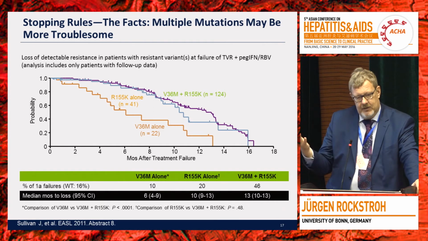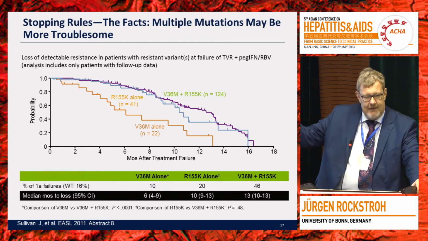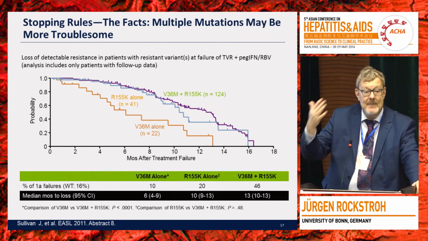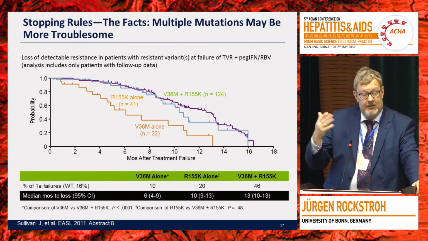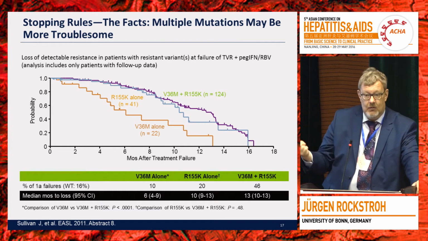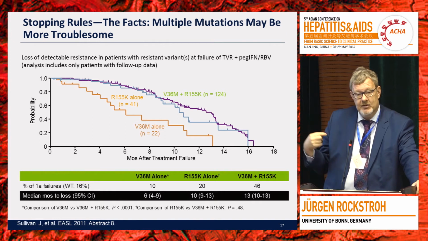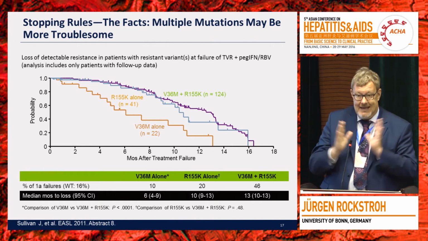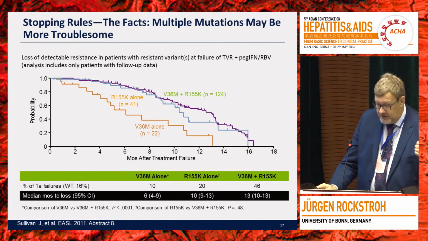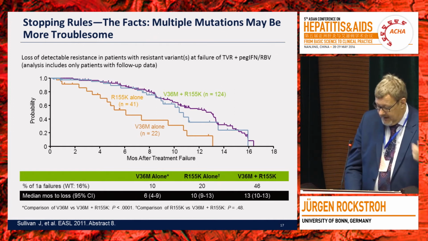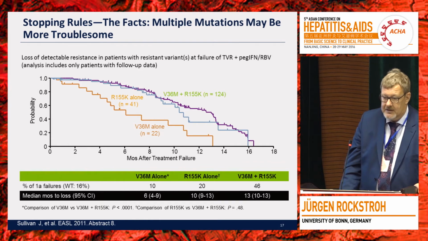What I've not shown here is that there's also the same kind of graph for genotype 1b, which actually is different. So your risk of resistance with 1b is lower, and your time to losing the mutation is actually faster. So there is, again, a difference in the mutations which are occurring and the speed at which they are being lost over time in the setting of genotype 1b infection.